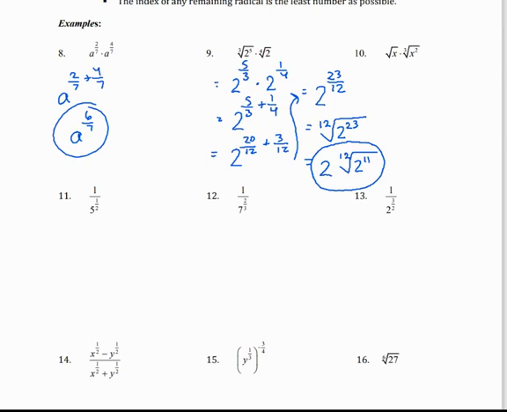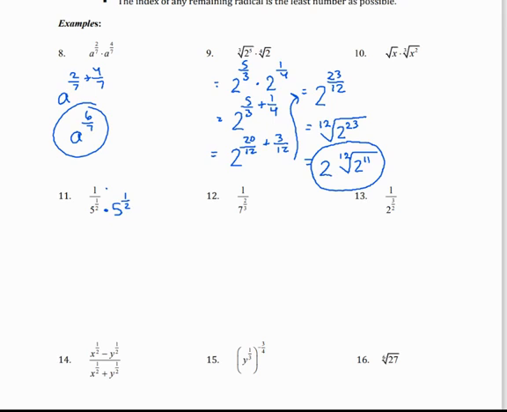Okay, let's look at 11. So 11 here says 1 over 5 to the 1/2. The problem with this one is that we have a rational exponent in the denominator. I don't want rational exponents. So what can I do here to make this a whole number as an exponent? I want this 1/2 to become a 1. Well, remember, when we multiply, we add the exponents. So what I'm going to do is multiply by 5 to the 1/2 because 1/2 plus 1/2 makes a whole.